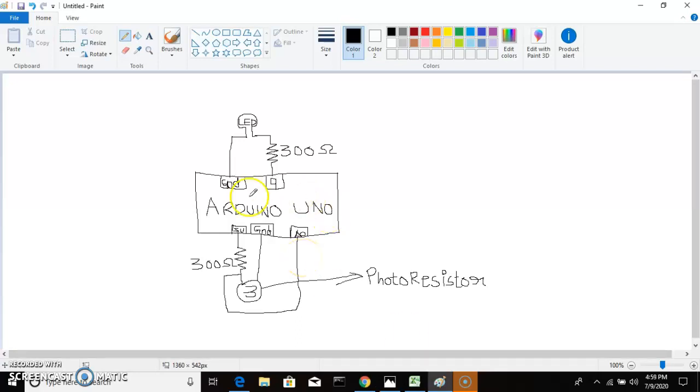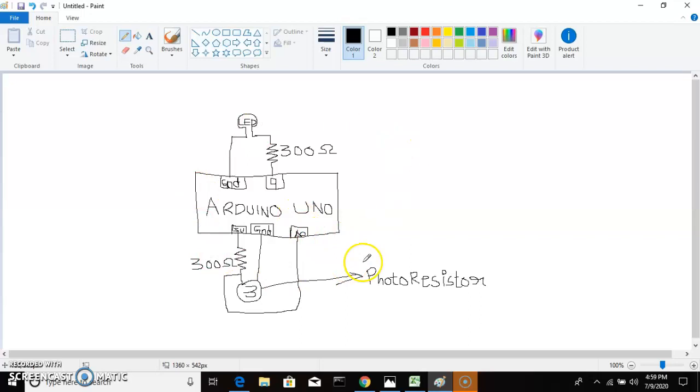So this is the circuit. The LED cathode should be connected to the ground of the Uno board. The LED anode should be connected to a resistor, and the other end of the resistor should be connected to digital pin number 9. One terminal of the photoresistor should be connected to a resistor. The other end of that resistor should be connected to the power supply of the Arduino Uno board, and the other terminal of the photoresistor should be connected to the ground of the Arduino Uno board. And the junction of the resistor should be connected to analog input A0.